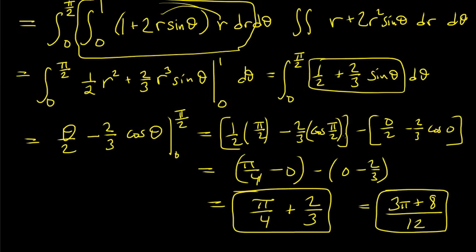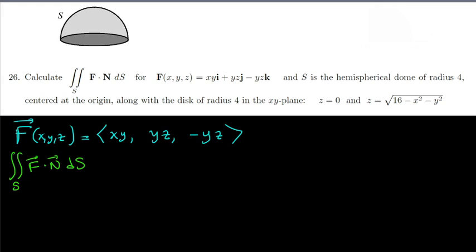Okay, one more, number 26. We're calculating yet another flux integral for this vector field, xy i plus yz j minus yz k, over the surface S. Now, S is the hemispherical dome of radius 4. And if you don't know what that is, they give that to you: it's z equals the square root of 16 minus x squared minus y squared, along with the disk of radius 4 in the xy plane, and that's just z equals 0.